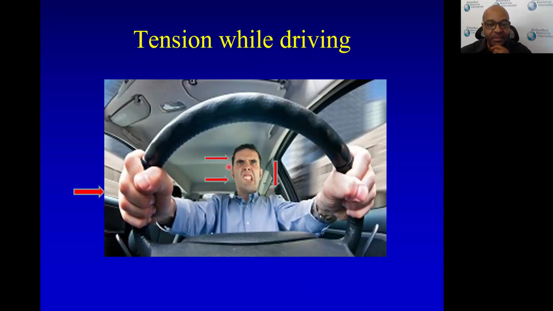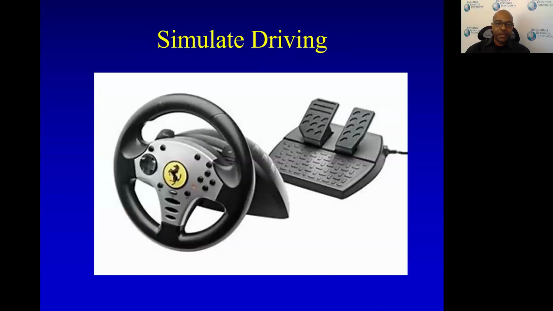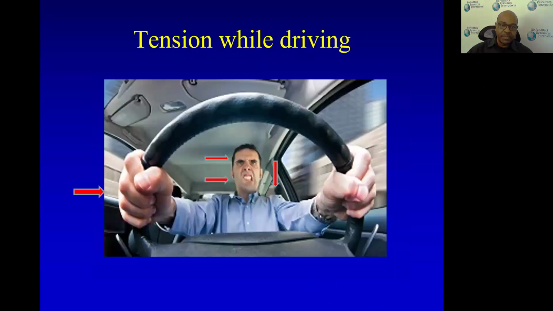So you could see tension in the face, tension in the upper back, tension in the hands, and those are all things that could be recorded and you could give feedback on. It might be a little more difficult to do while the person is in the car, although you could have a situation where you're in the back seat with a laptop or something and monitoring what they're doing. Might not be that safe to do that, but it's possible.